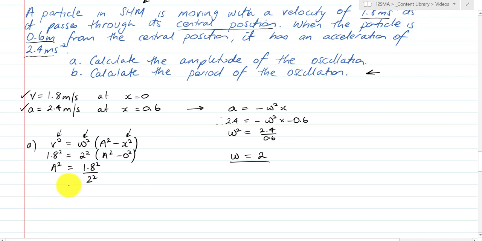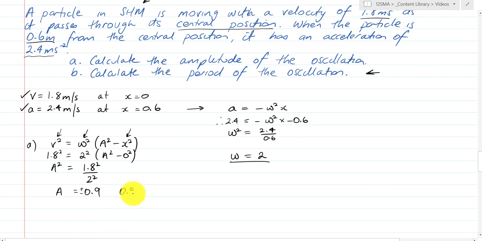I can take the square root of everything, and a is equal to 1.8 over 2. So a is equal to 0.9. That's our amplitude. But of course I took a square root, so it's plus or minus 0.9 again, but I'm going to stick with the positive amplitude because again it doesn't matter, it will just affect the eventual phase shift if I get that far.